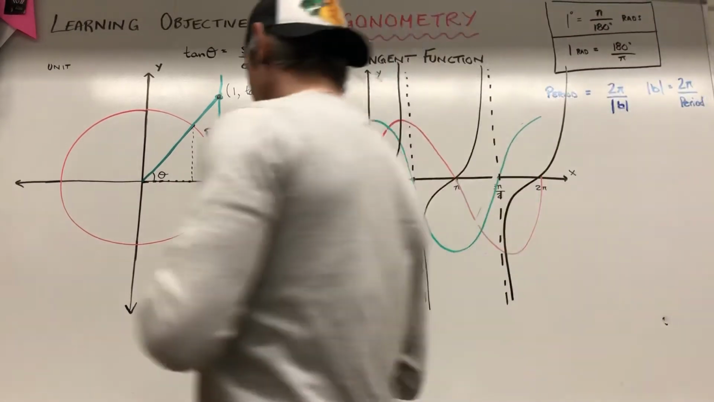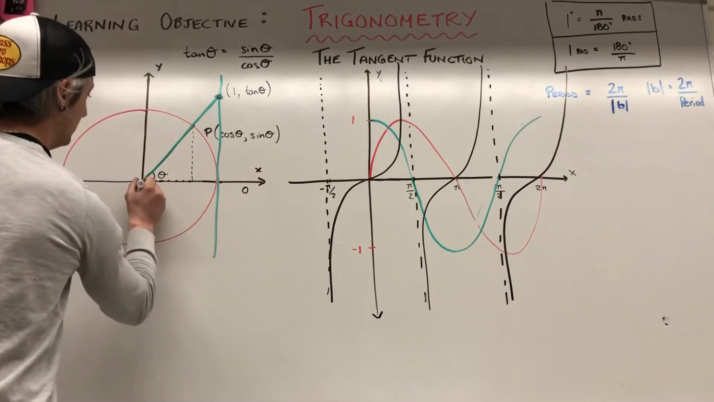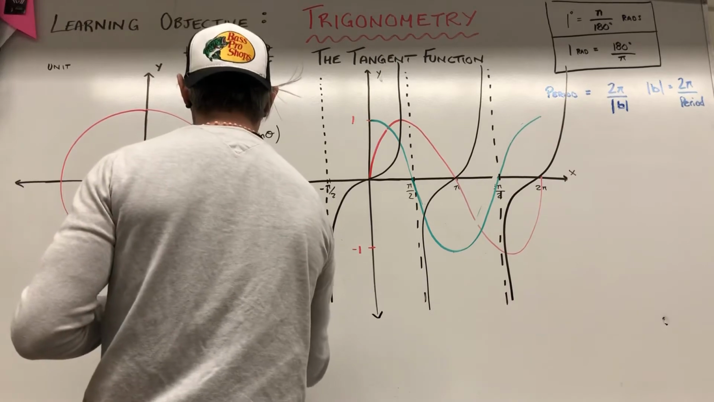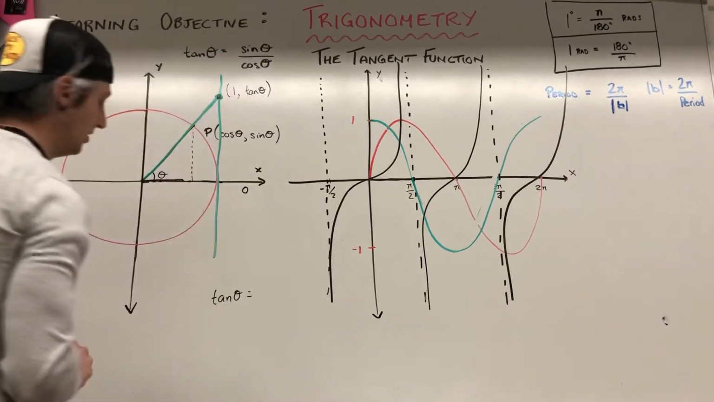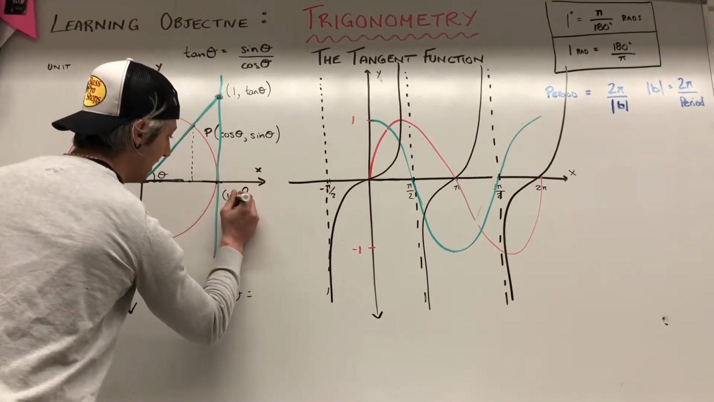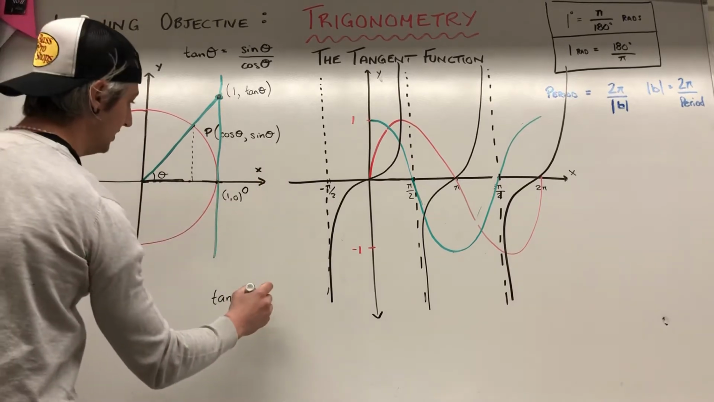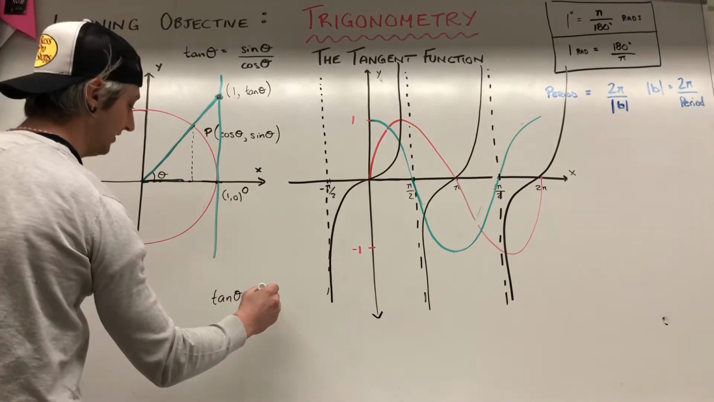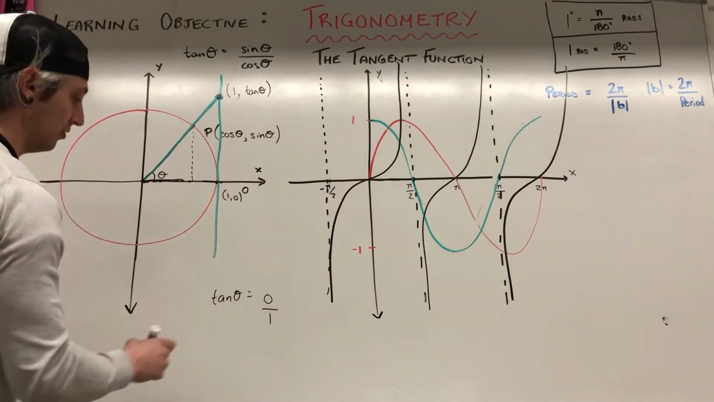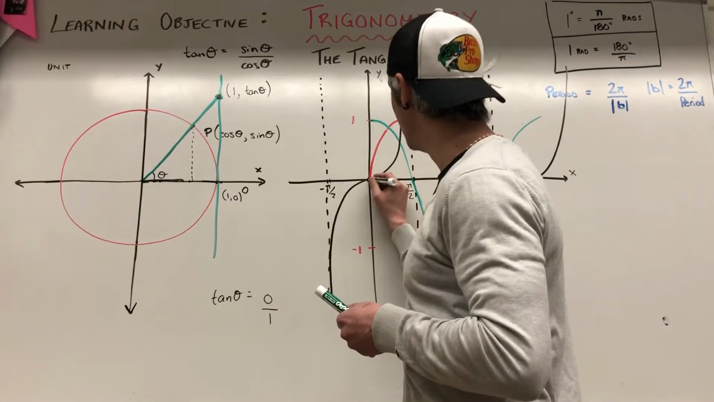So let's talk about a few points. At x equal to 0, at theta equal to 0, tan theta is equal to sine theta over cos theta. What are the coordinates right here? Well, they're 1 for x and 0 for sine, right? And if that's the case, it's going to be 0 divided by 1. So at theta equal to 0, tan theta is equal to 0. And as you can see, that's what we get right here.